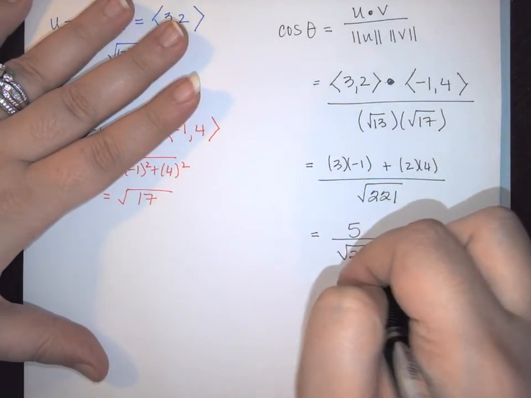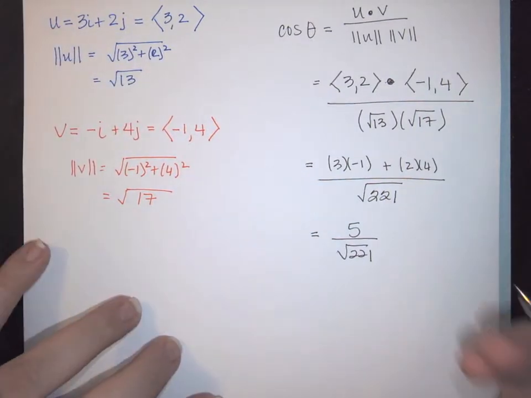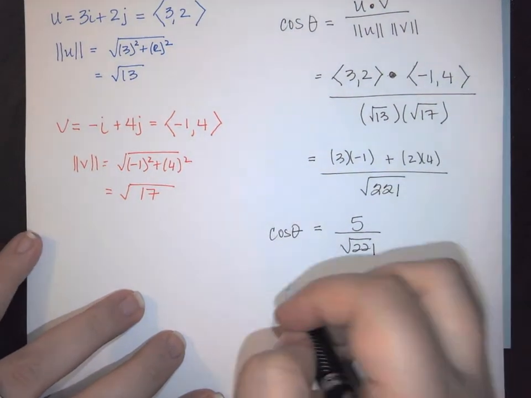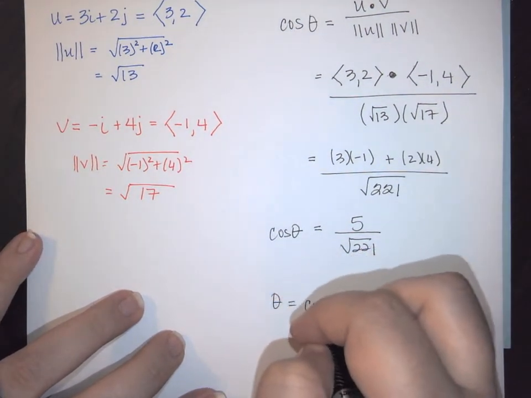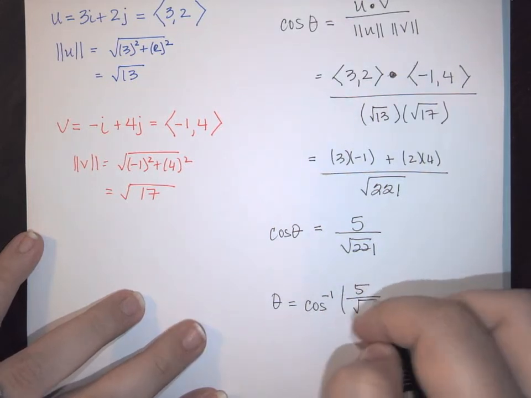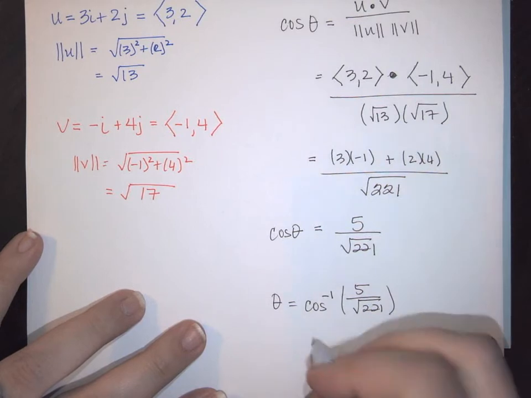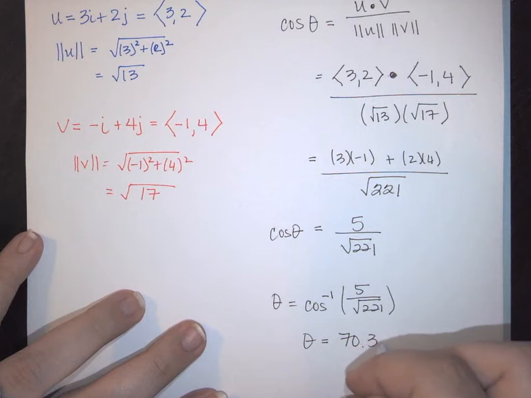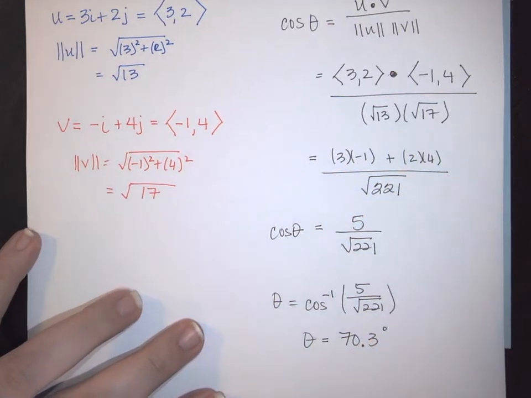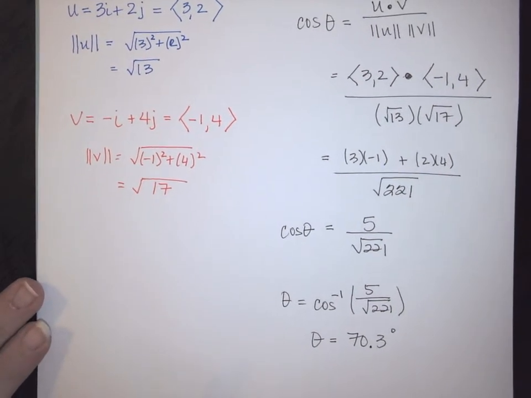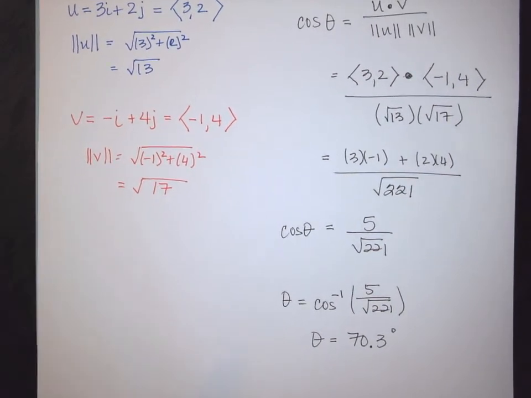Now we have to remember this equals the cosine of my angle. So to find my angle, I have to take the inverse cosine of 5 over the square root of 221. So my angle here is going to be 70.3 degrees. Remember, make sure that your graphing calculator is set to degree mode, and then all you simply have to do is plug your information in and solve.